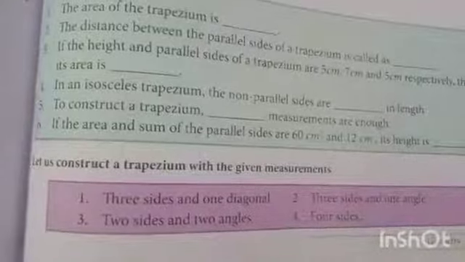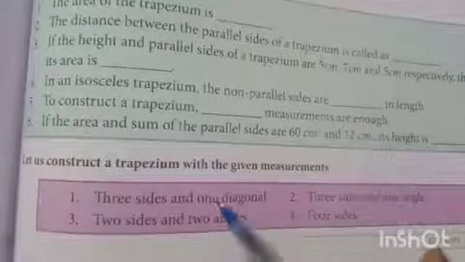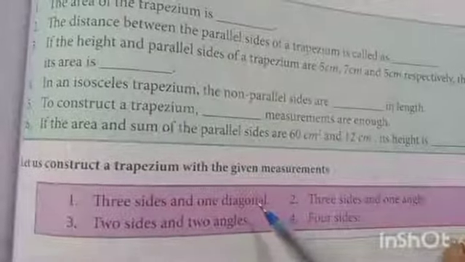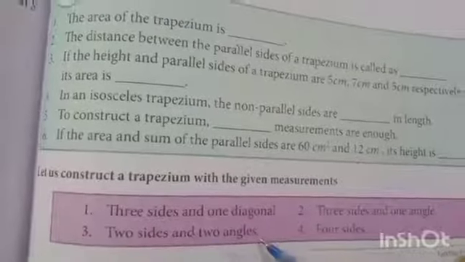Students, now we are going to construct a trapezium with four types. The first method is 3 sides and 1 diagonal. Second method, 3 sides and 1 angle. Third method, 2 sides and 2 angles. Fourth method, 4 sides.